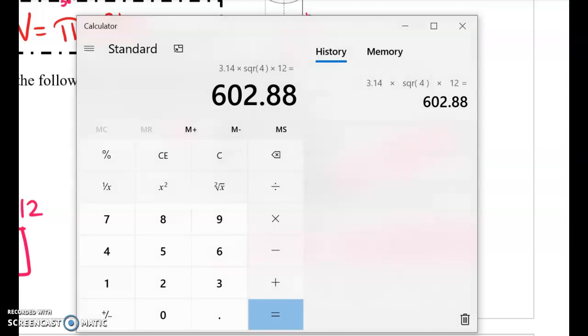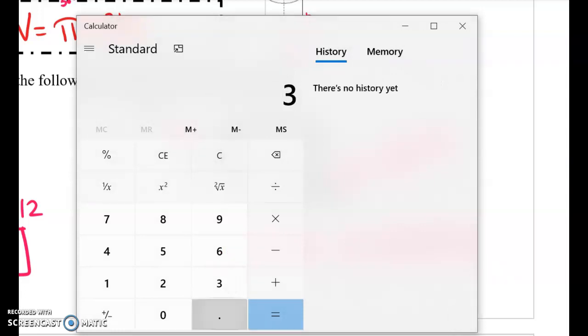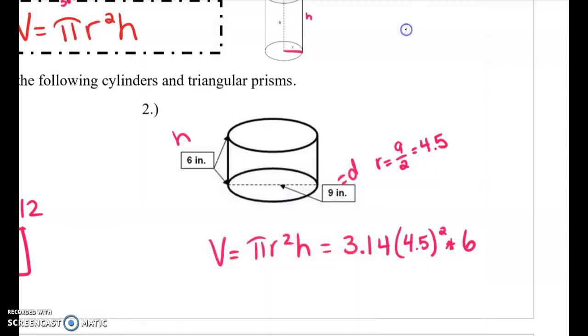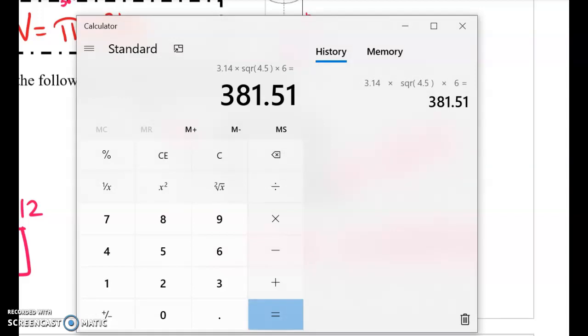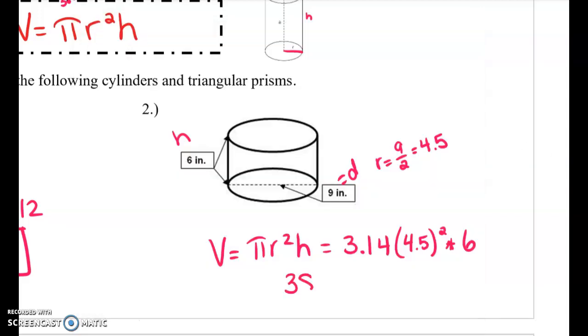So come back up to my calculator, clear all of this out. So 3.14 times 4.5, and then hit that squared button, times whatever my height was, which was 6. Gives me 381.51. So 381.51 inches squared.